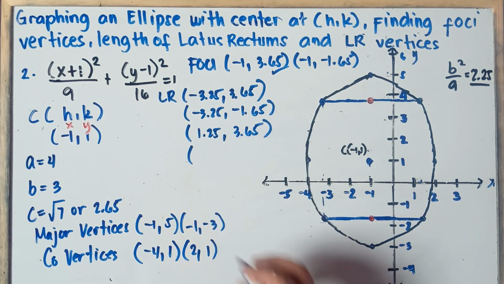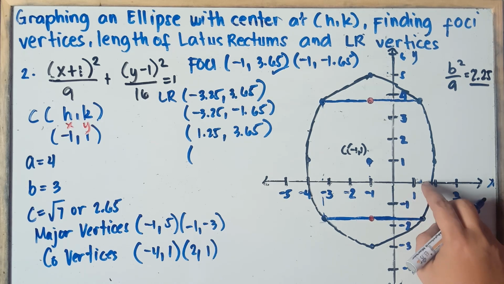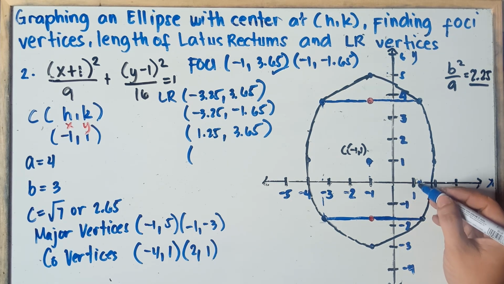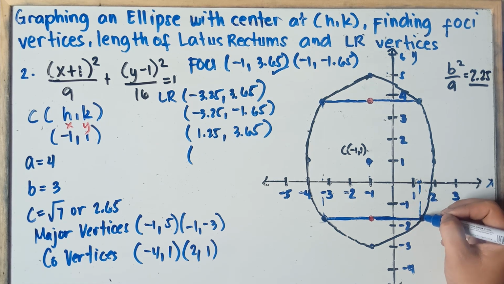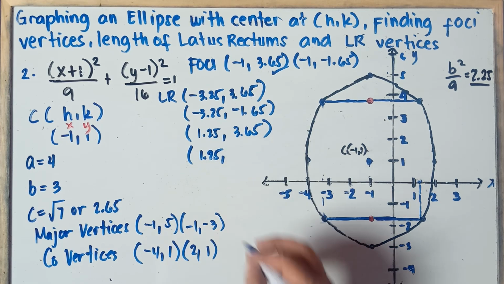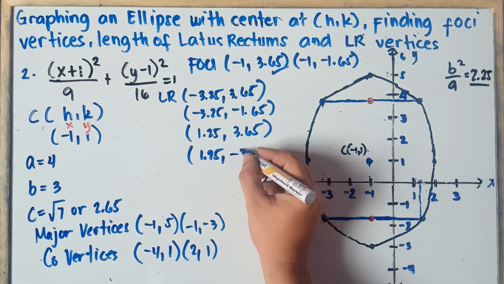Alright, and the other one, class, we have this one. Once again, this is for x, that is 1.25. So 1.25, this one right here. Positive 1.25, and for y, that is negative 1.65.